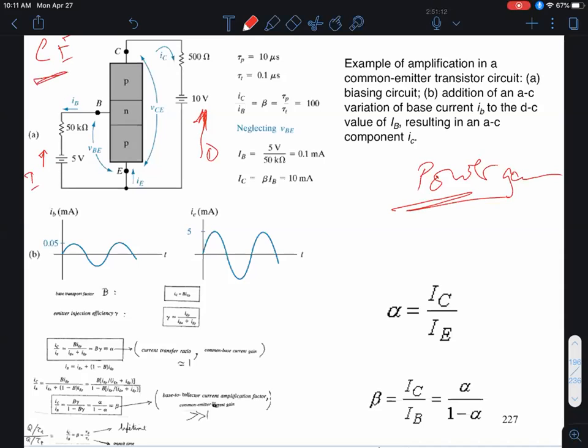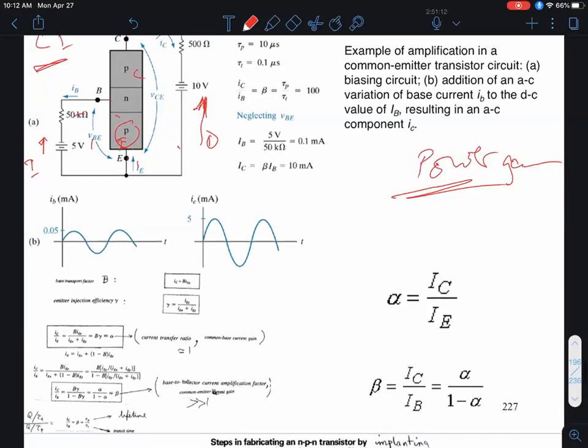So what do I have in the common emitter configuration? Well, as the name implies, here the input is between the base and the emitter. That's my emitter terminal. And the output is between the collector and the emitter. So it's the emitter that is common between the input loop and the output loop. And it turns out in this configuration, you can get both voltage and current gain.